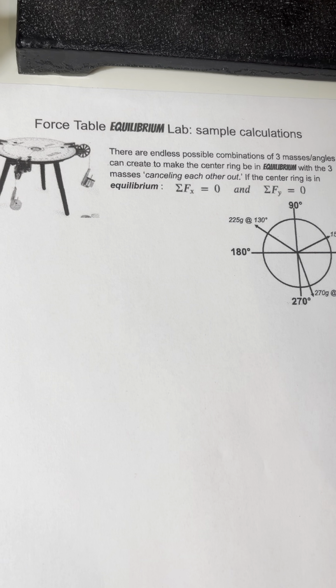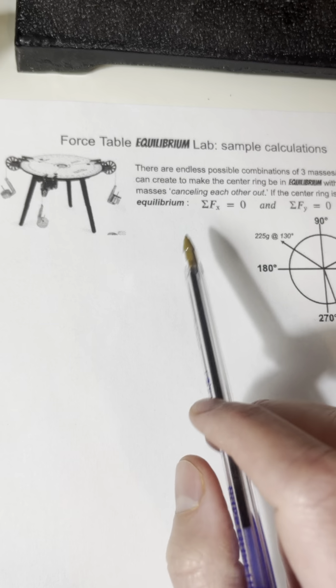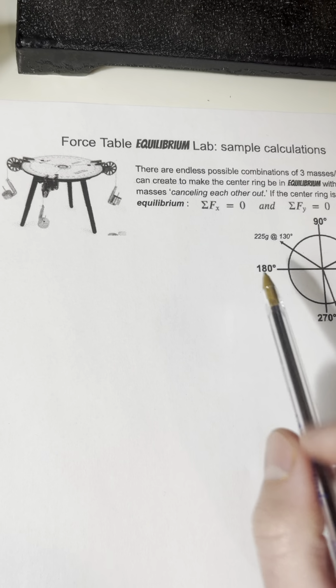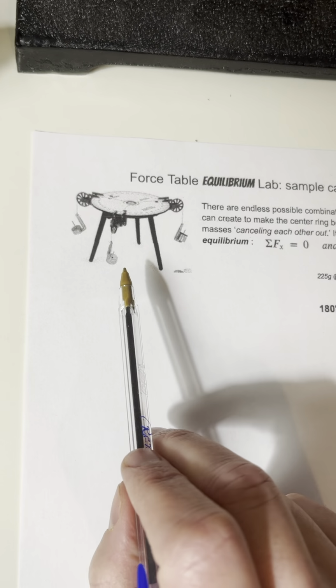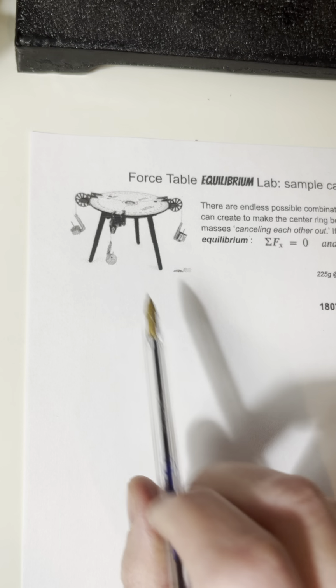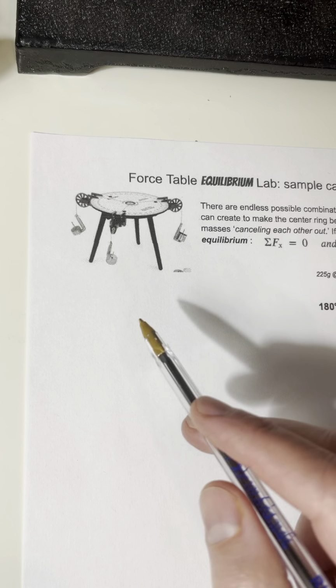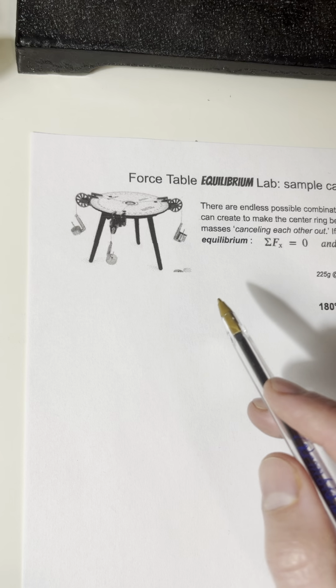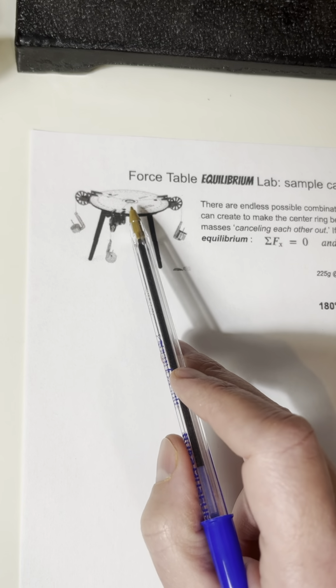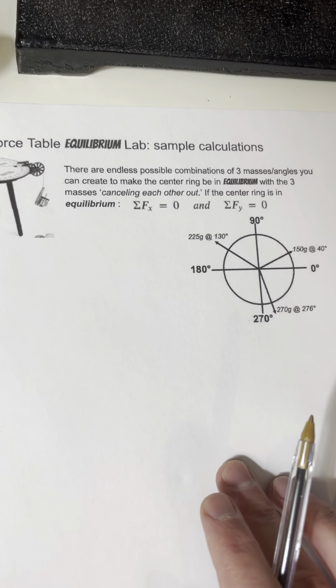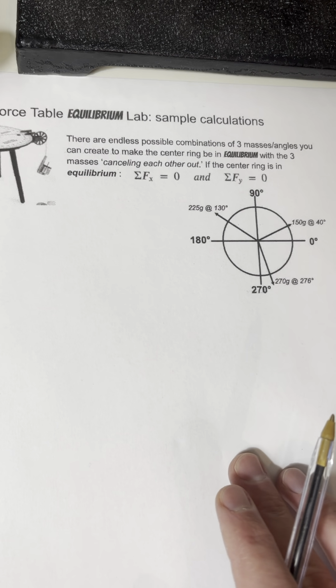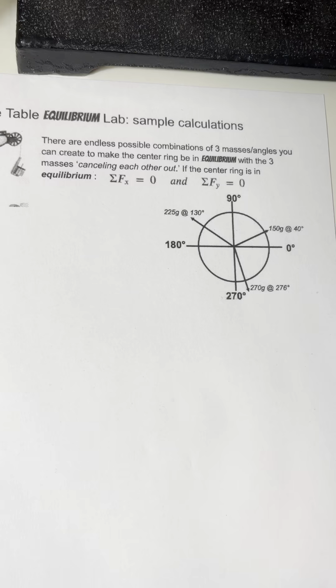All right, let's take a look in this video at the math behind the recent force table equilibrium lab that we did. So if you remember, we had the force table and you were charged with taking 3 different masses and putting them at whatever angles were needed to put the center ring in equilibrium, where all 3 forces canceled out.